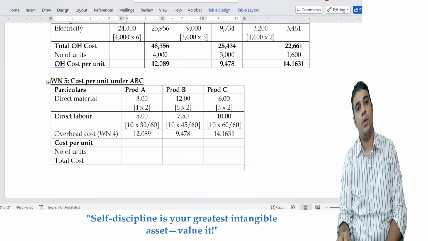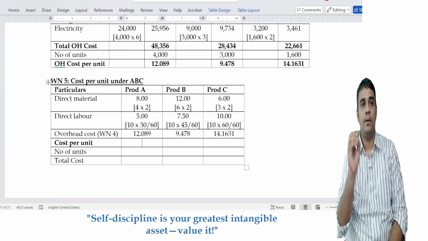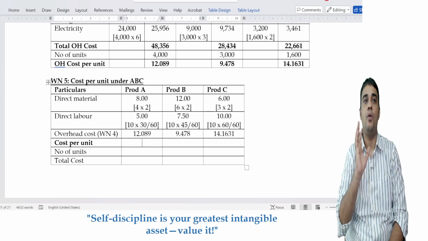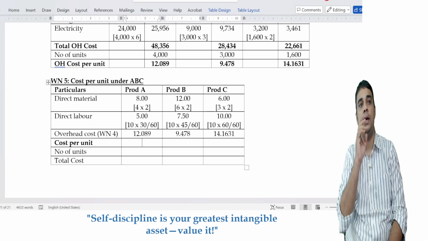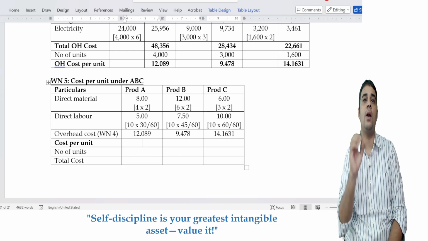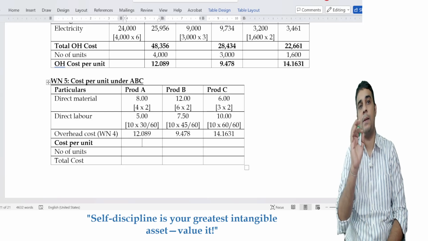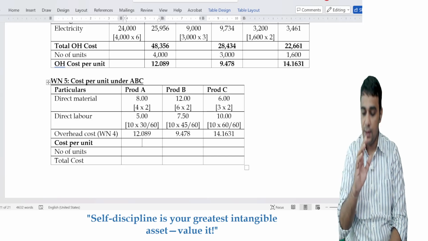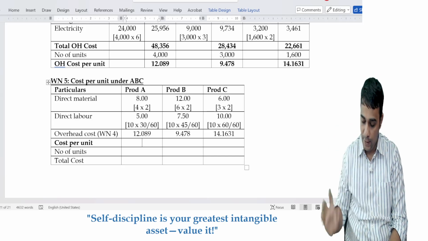Cost per unit will undergo a change now. Earlier, very simple method, just 17 per labor hour. We are making it more accurate now. ABC is an accurate method of costing. This will ensure our cost is more accurate as compared to the earlier method. Earlier method accuracy is not there, but this method is more time consuming and complicated.